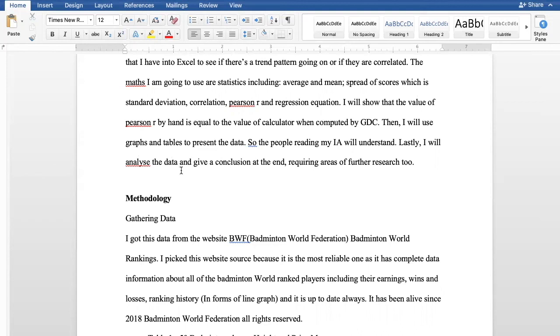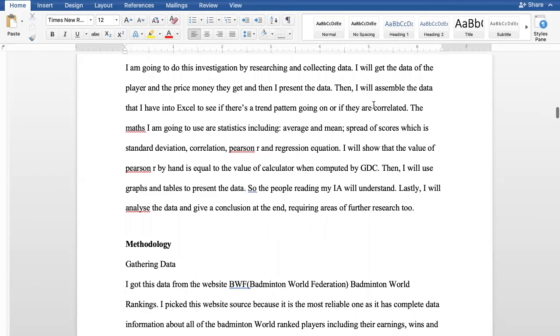Lastly, I will analyze the data and give a conclusion at the end, requiring areas of further research too. I think this should come before. Because when you mention, I will analyze the data, aren't you analyzing the data here when you say you assemble the data, put it in Excel, trying to find the pattern? Aren't these analysis? So please fix the order. You have to pick the order of how you're going to conduct your IA. Okay, sir.